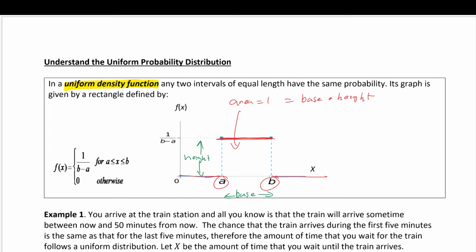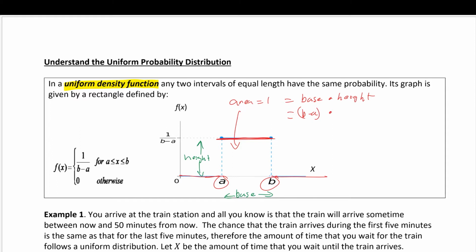Well, if we're doing math with these symbols here, the base right here, this length would be b minus a, right? Now, what would the height have to be? Well, it tells us right here that it's 1 over b minus a. And where is that coming from?